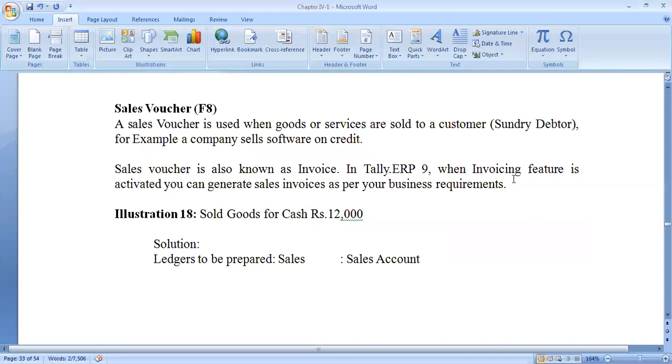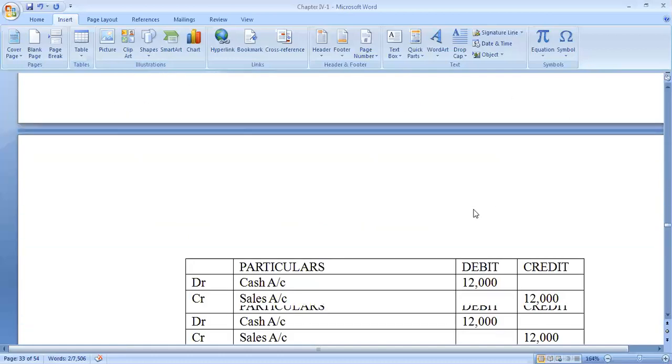So what is a sales voucher? Any sales or any value that is being sold to a customer, in terms of sundry debtors, will be recorded in the sales voucher. For example, sold goods for cash rupees 12,000. So goods are being sold for cash. What is coming in and what is going out? The goods are going out. So what will be the transaction? Cash account attached to sales account.